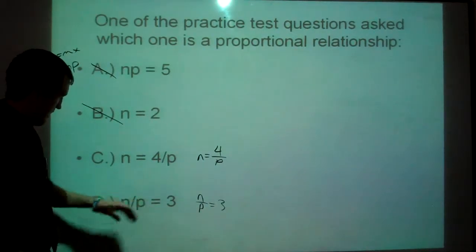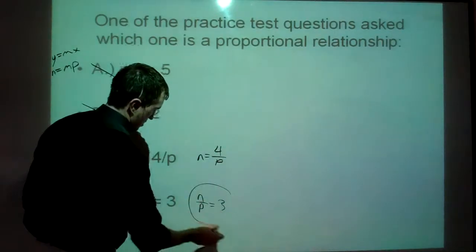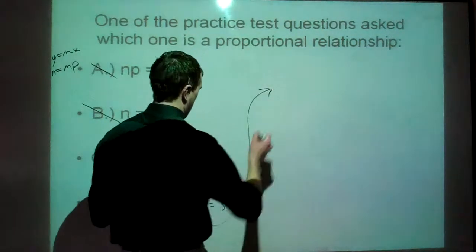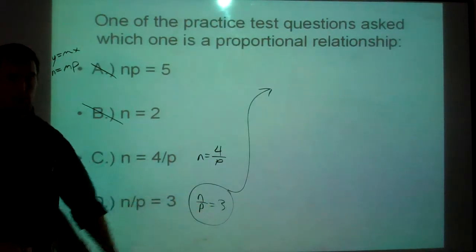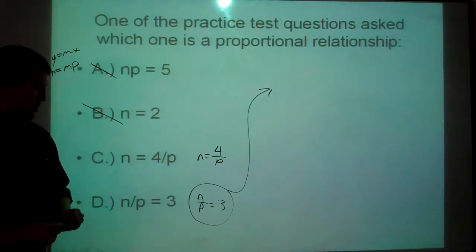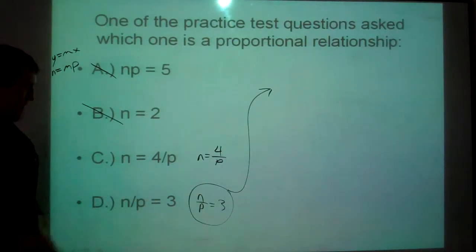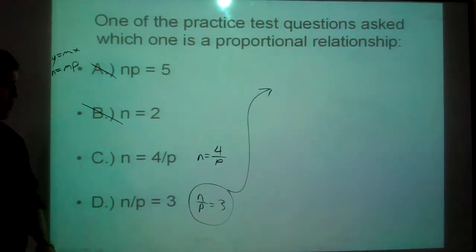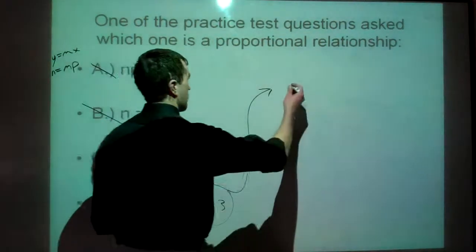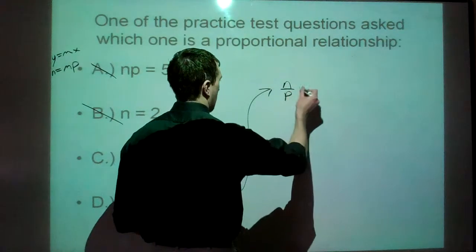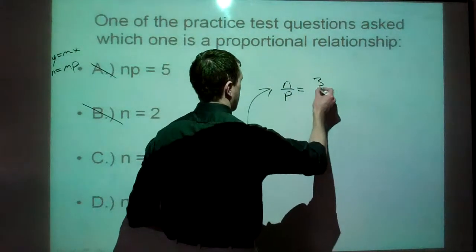And I'm going to take D. D happens to be the correct answer. I'm going to bring it up here. Okay. Really this says n divided by p equals 3. That's a common factor. No matter what n is, no matter what p is, we get 3. So our common factor is 3 there. So what we have, if we set this up, I'm going to rewrite this. N over p equals 3 over 1. Because 3, I can rewrite as 3 over 1.